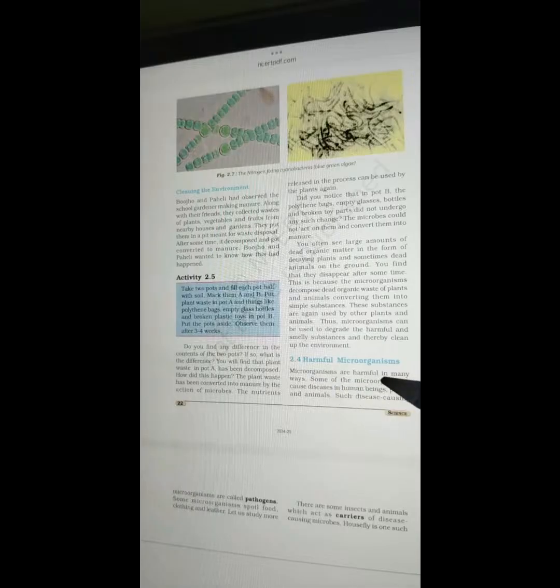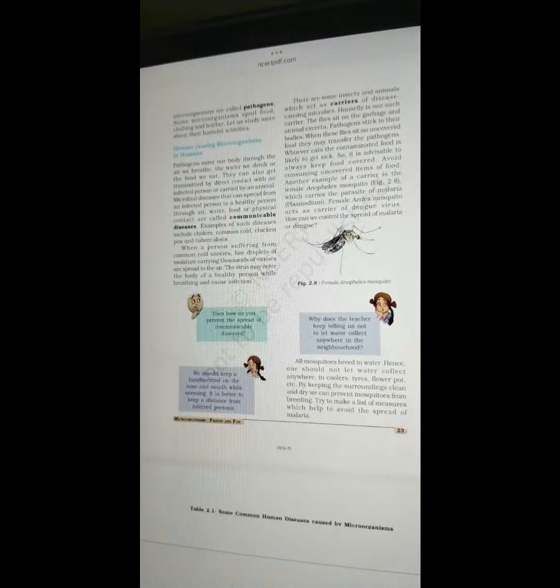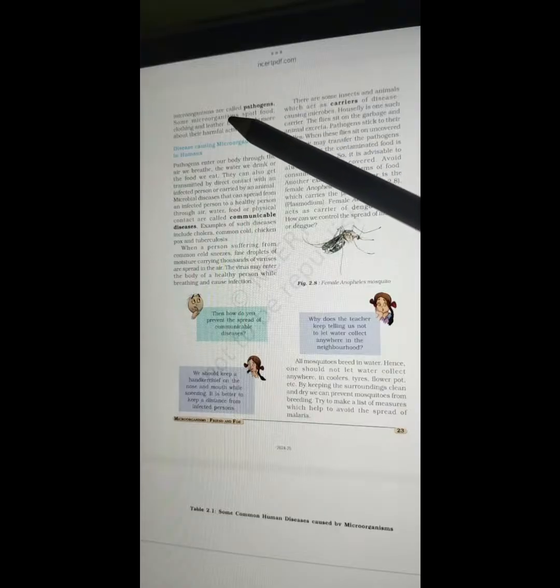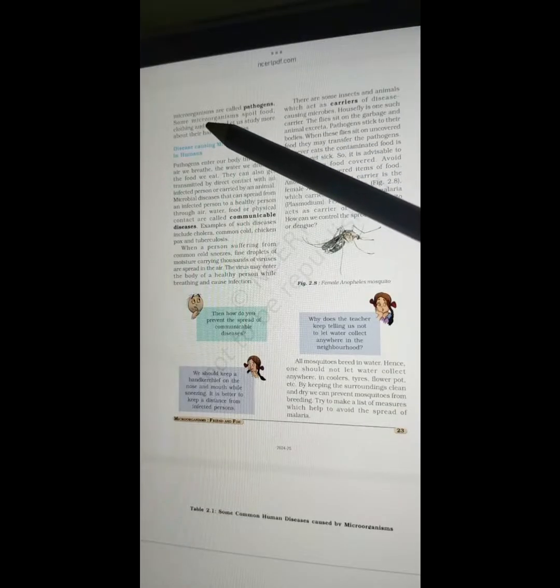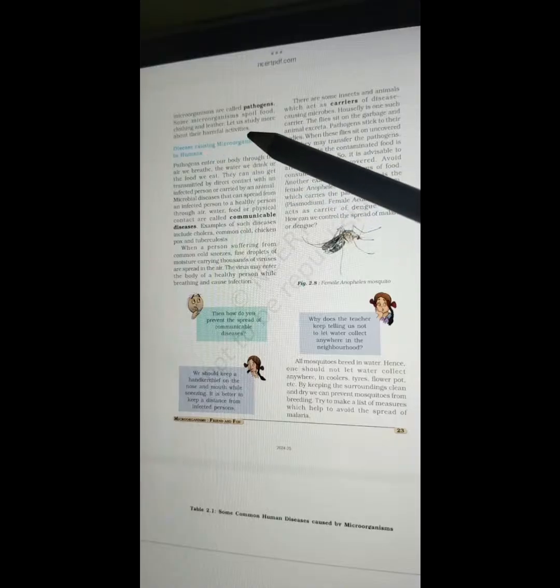2.4. Harmful microorganisms. Microorganisms are harmful in many ways. Some of the microorganisms cause diseases in human beings, plants, and animals. Such disease causing microorganisms are called pathogens. Some microorganisms spoil food, clothing, and leather. Let us study more about their harmful activities.